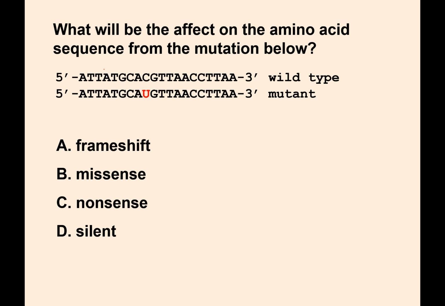Here we have another group, ATG, CAC, so CAC, oh sorry, go ahead and pause, come back. CAC, again, codes for histidine. CAU, if you look at your chart, also encodes for histidine. So we call that a silent mutation.